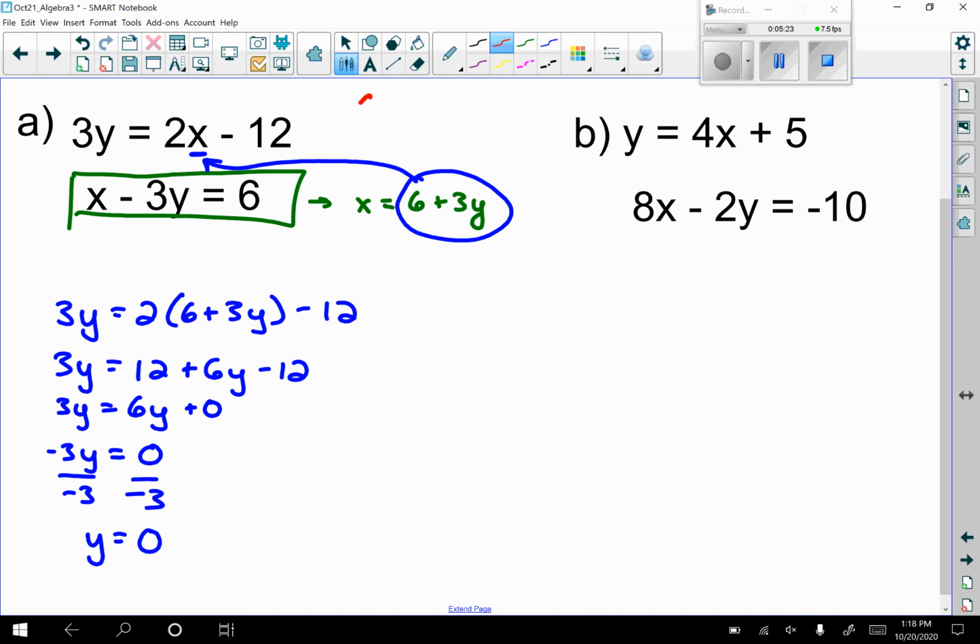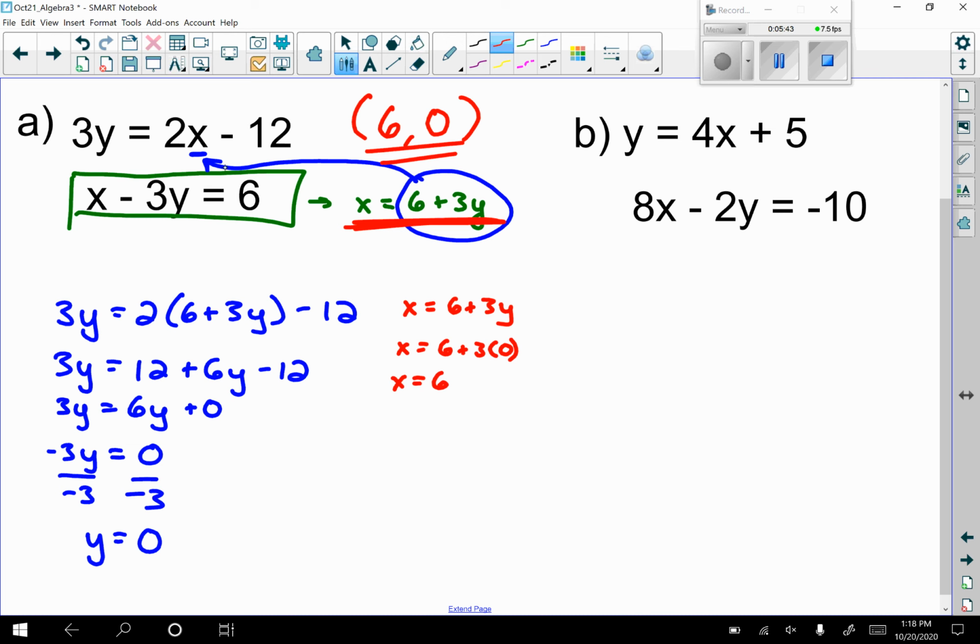So right now, of my ordered pair, I have my second value. Now I need to find x. Well, guess what? We're going to use this version of it. x is equal to 6 plus 3y. So x is equal to 6 plus 3 times 0, which is just 6. So now my answer is (6, 0).